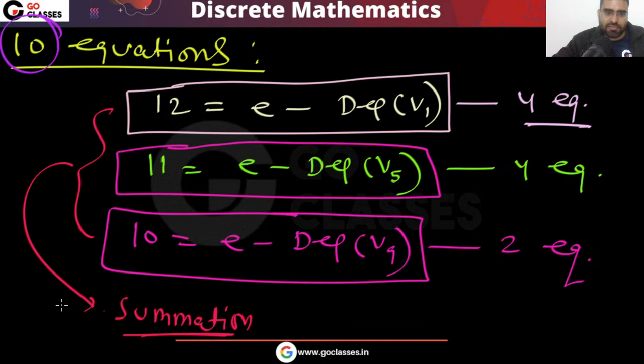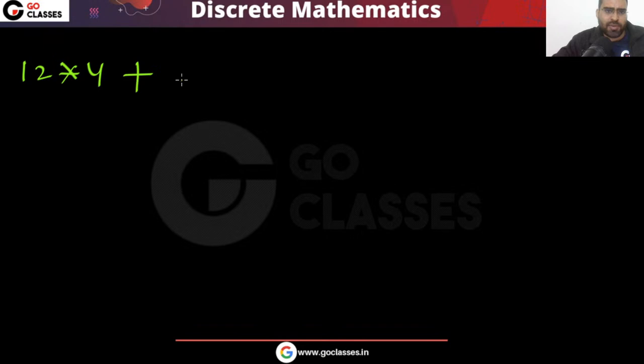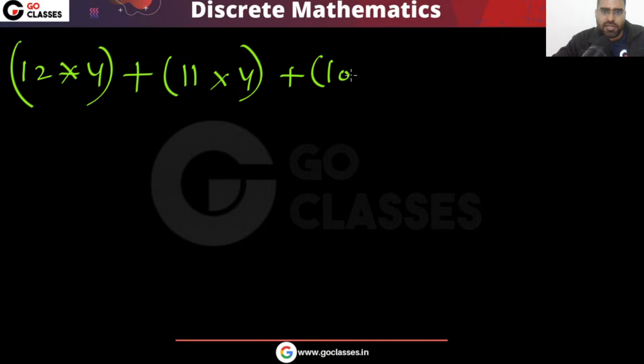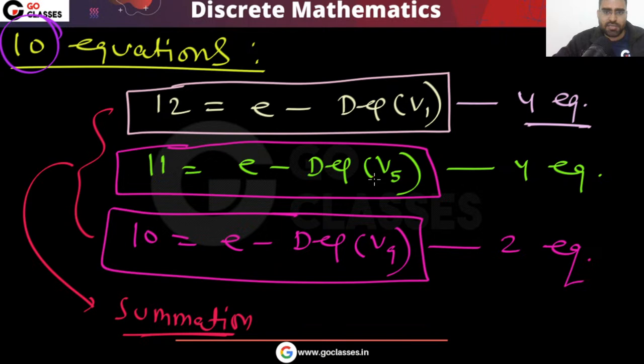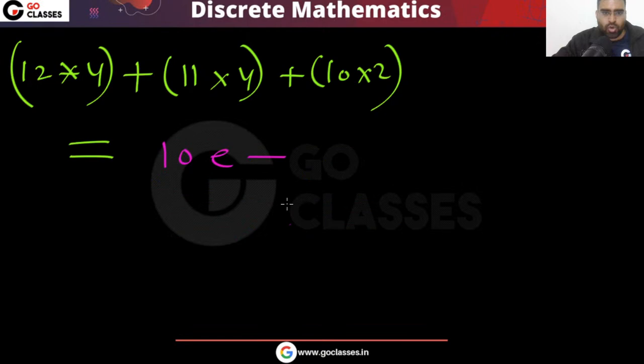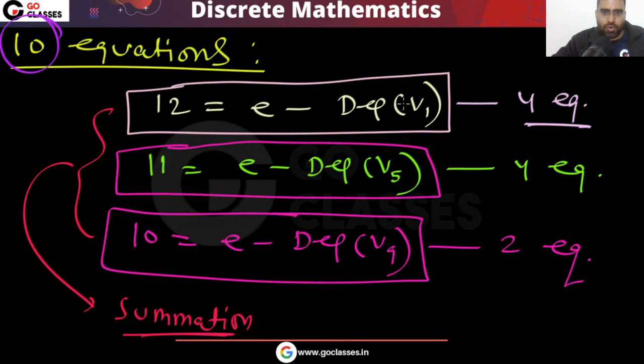Just do the summation. If you do the summation, what will you get? Remember, there are four equations of one type and two of another. The sum will be 12 multiplied by 4, plus 11 multiplied by 4, plus 10 multiplied by 2. This is equal to 10E minus the sum of degrees. Ultimately, this is the total degree, right? Yes or no? So this is minus total degree.